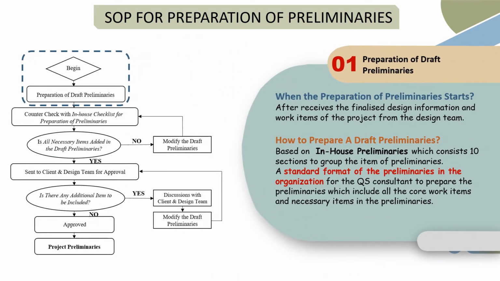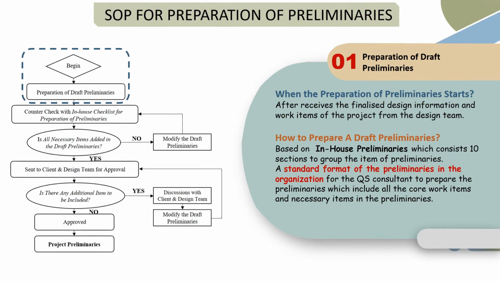First part will be the preparation of draft preliminaries. The preparation will start after all the finalized design information and work items of the project have been received by the QS consultant from the design team. The preliminaries are drafted based on the in-house preliminaries, which is a standard format of preliminaries present in the organization. It consists of 10 sections to group the items of preliminaries as shown in the following slide.